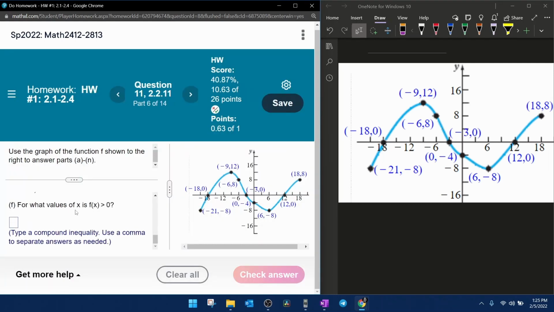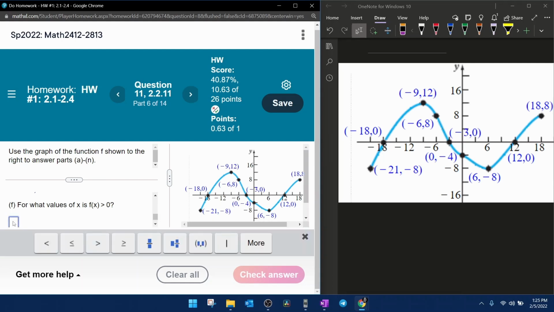For what values of x is f of x greater than 0? Notice it does say strictly greater than, not greater than or equal to. So here we have y is positive. We know that y is positive when the graph is above the x-axis. So we're going to have everything from negative 18 up to negative 3. Do y'all see that? From one x to the other, the y is going to be above the x-axis. Also from 12 to 18, f of x is going to be greater than 0.